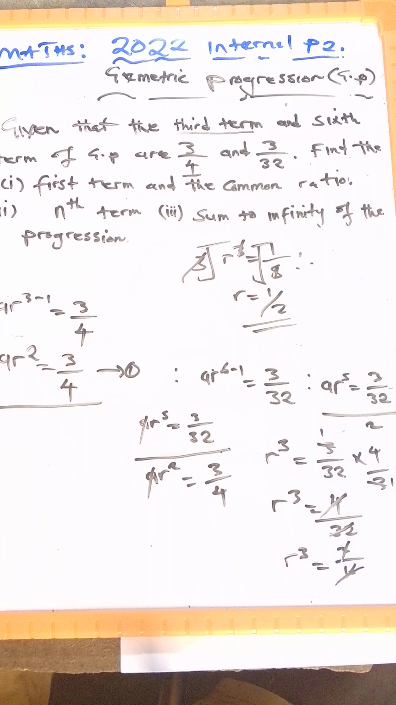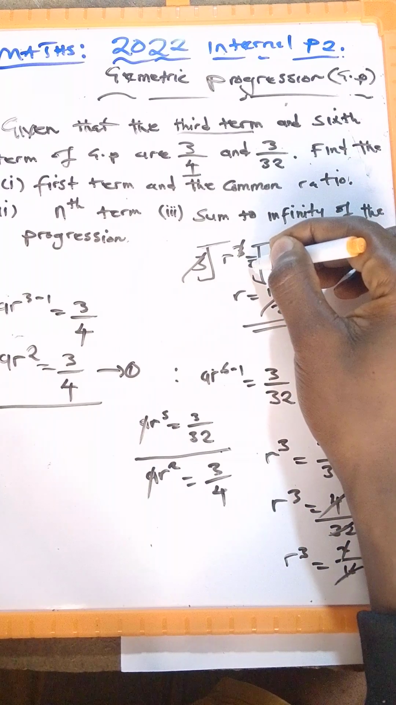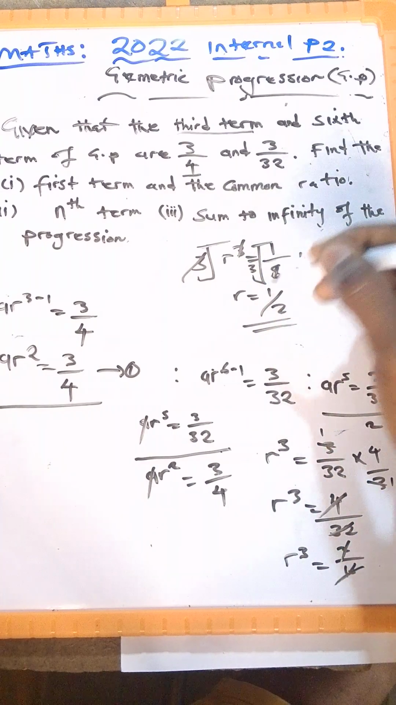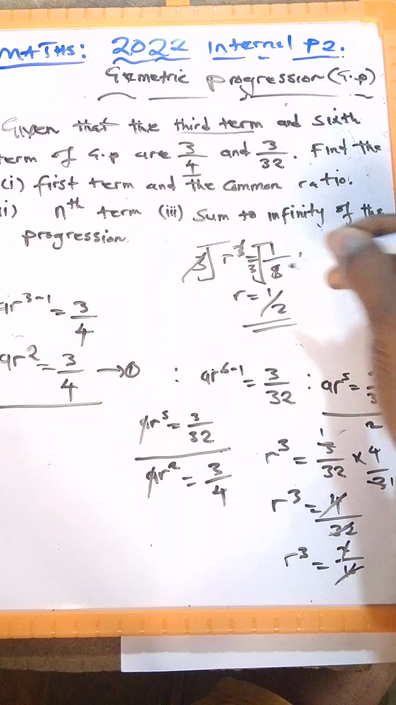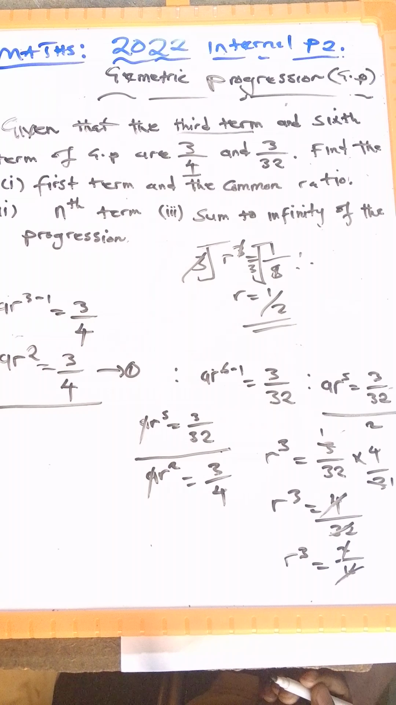So that is how we find our common ratio. What we mean by cube root is: which number can we multiply 3 times to get 8? So this is 2. So we have calculated our common ratio.